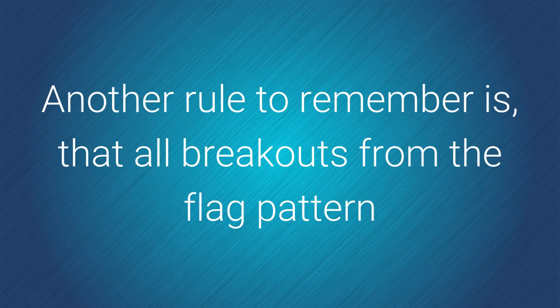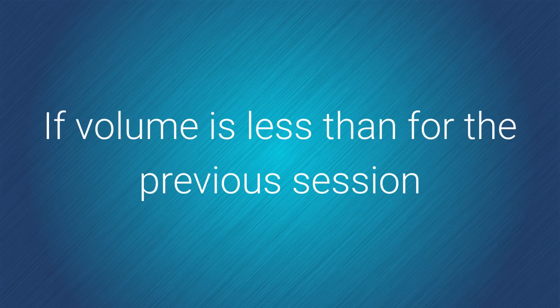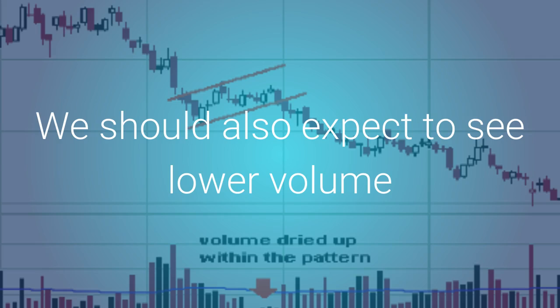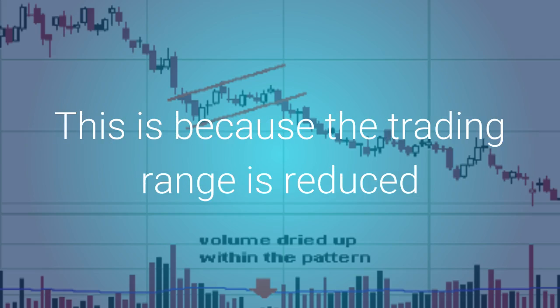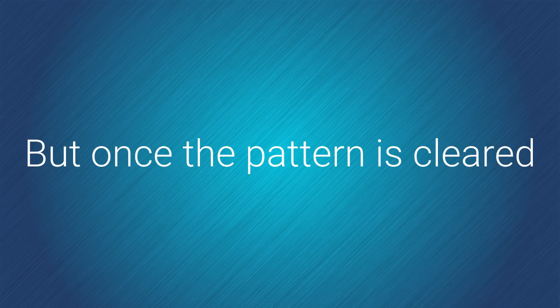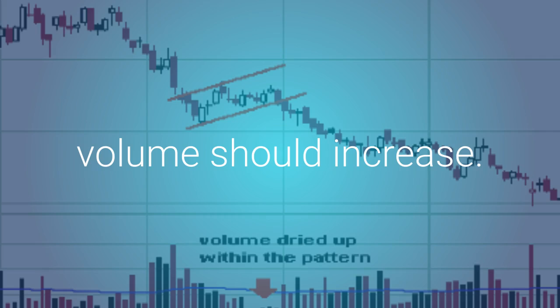Another rule to remember is that all breakouts from the flag pattern must be supported by trading volume. If volume is less than for the previous session or lower than the yearly average, then the breakout may not be valid. We should also expect to see lower volume during the period while the flag pattern is forming. This is because the trading range is reduced and the price volatility is falling out of the stock. But once the pattern is cleared and price continues in the direction of the prevailing trend, volume should increase.